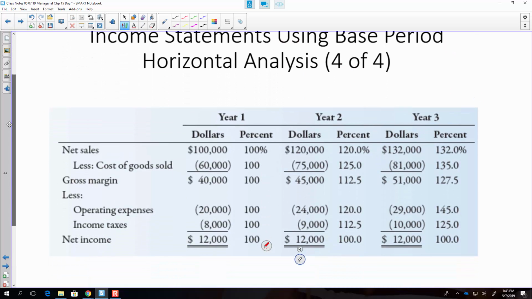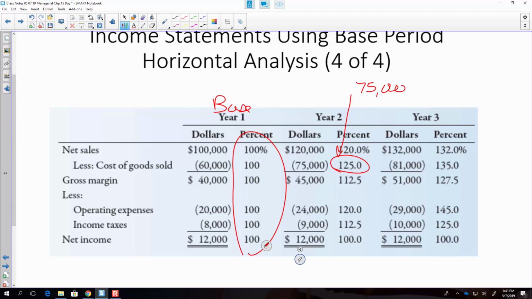And you go through the entire row by row. Again, base is in year 1. These are all 100% because we're just dividing by itself. If we're looking at the cost of sales, how do we get the 125? We basically take the 75,000 we had in cost of sales in year 2. We divide by the 60,000 base year in year 1. And that's how we get the 125.